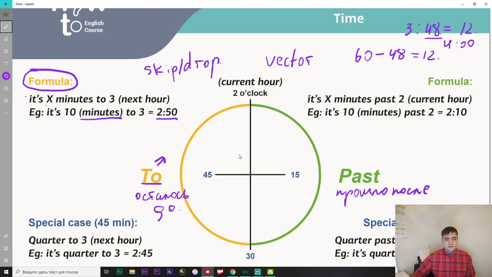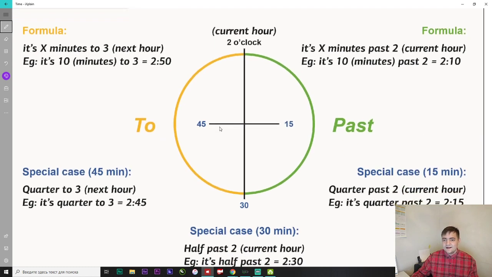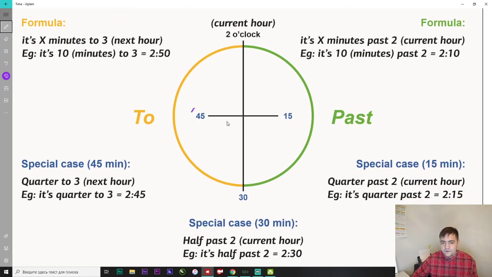So the second example of this expression would be it's 10 to 3. Без 10, 3. Okay? I hope it's clear. It's kind of simple, very simple. Well, as you can see, we have 45 case, 15 case, and 30 case. Let's meet with 15 case. Okay? So the special case, 15 minutes.